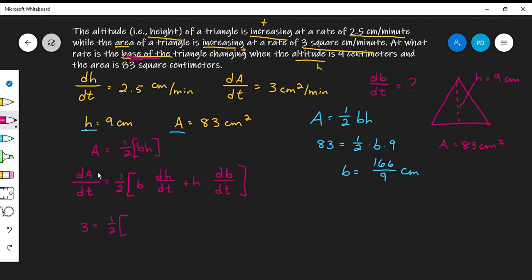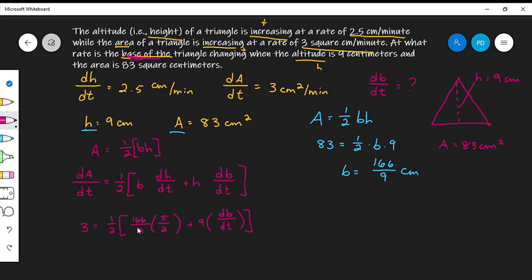And I'm dropping the units over here, but the units should cancel and work out. It's just a lot of unnecessary writing. So the units will work out eventually. I'm just going to drop them, but that doesn't mean they go away. Okay, so we have 166 over 9 times dh/dt, which is 2.5. I'll write it as 5/2, so I can reduce this 166 up here. So we'll do that in a second. Times h, which is 9, and dB/dt, which is still unknown.